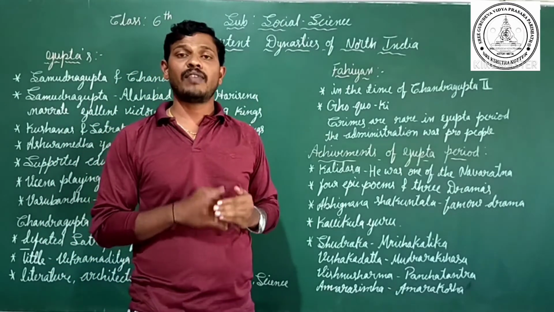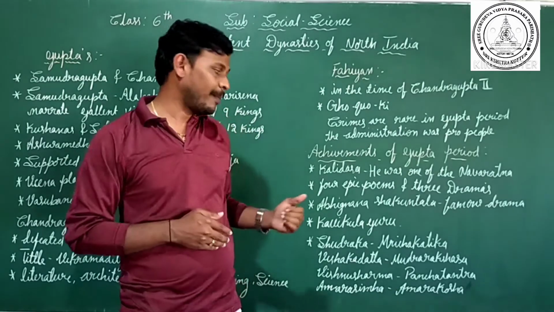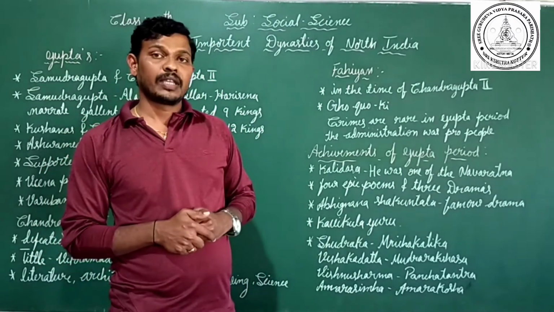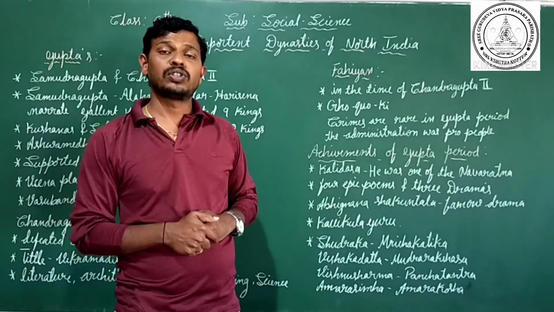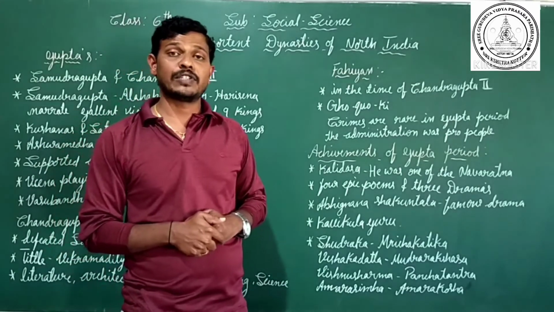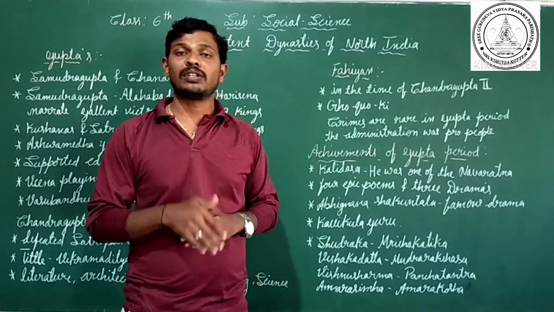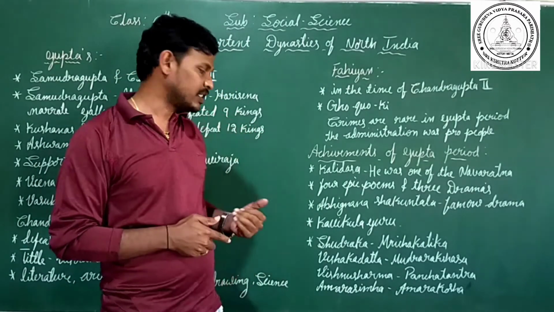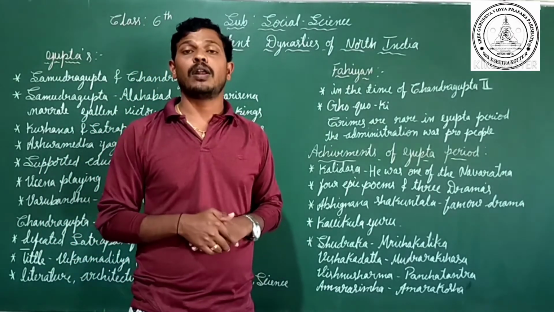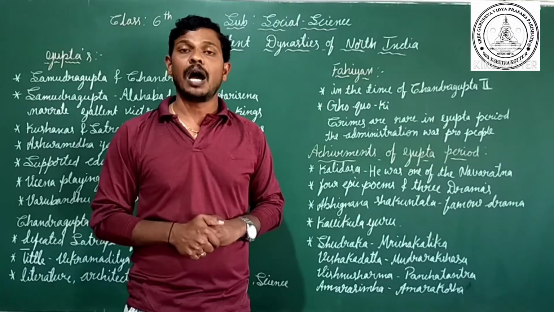Shudraka is also one of the important poets. He wrote the epic Mruchakatika. And Vishakadatta wrote Mudra Rakshasa. Another important person is Vishnu Sharma, a poet who wrote the epic Panchatantra. Like this, Amarasimha wrote one of the epics we call Amarakosha.